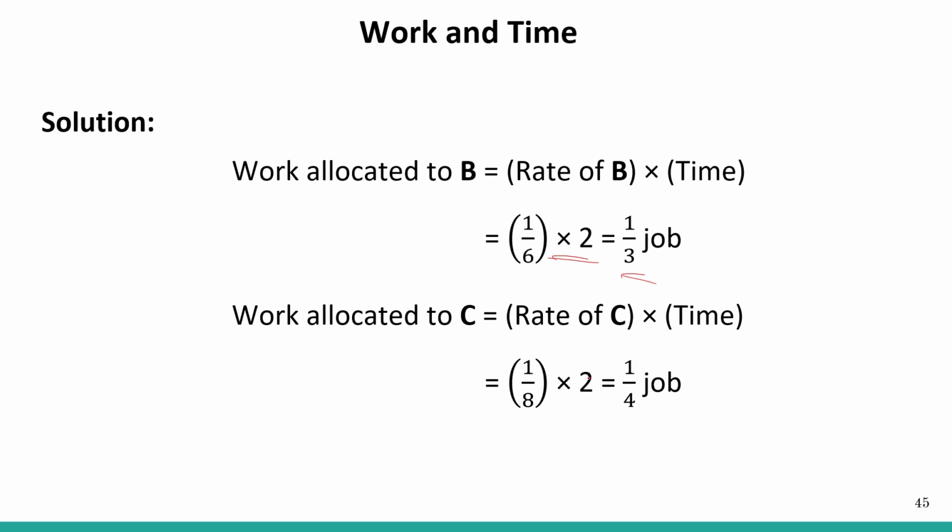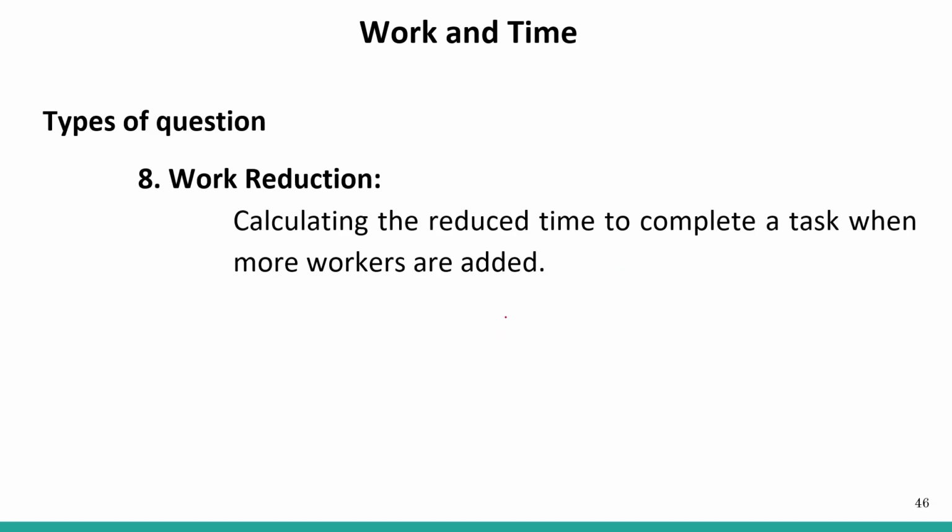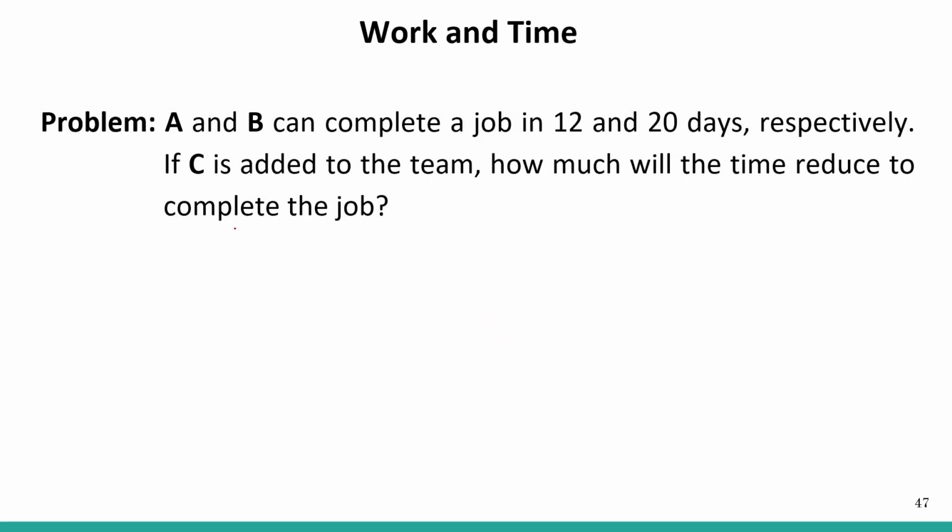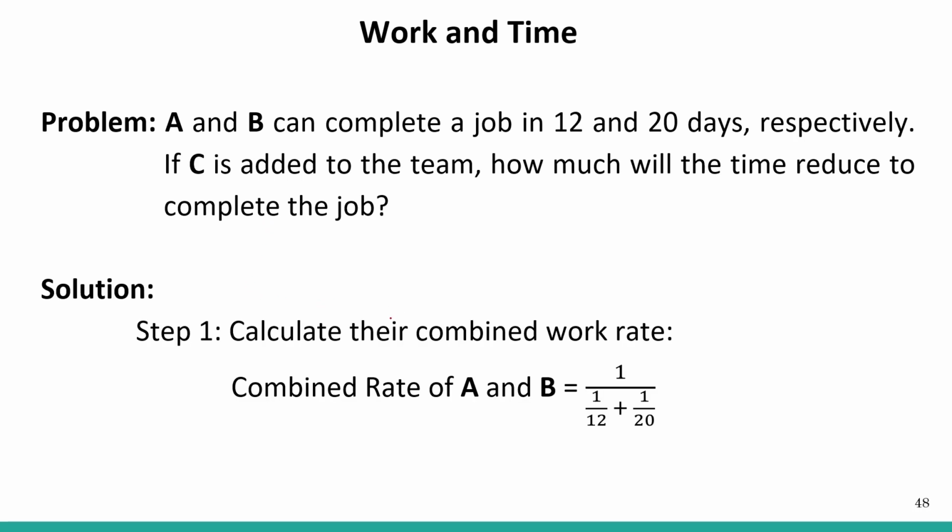Okay, 1 by 4 job per day. Work reduction: calculating the reduced time to complete a task when more workers are added. If A and B can complete a job in 12 and 20 days respectively, if C is added to the team, how much will the time reduce to complete the job?